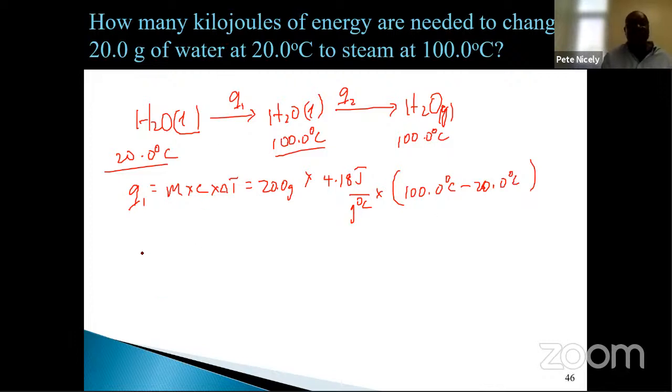Now Q2, because we're talking about vaporization in the case of Q2, then that would be equal to the mass of water, which is again 20.0 grams, times the heat of vaporization, which is 2259 joules per gram. And that's how you work that out.